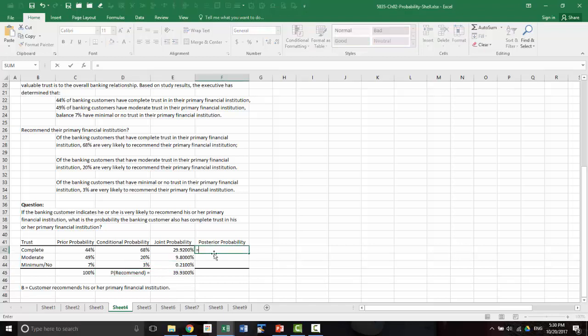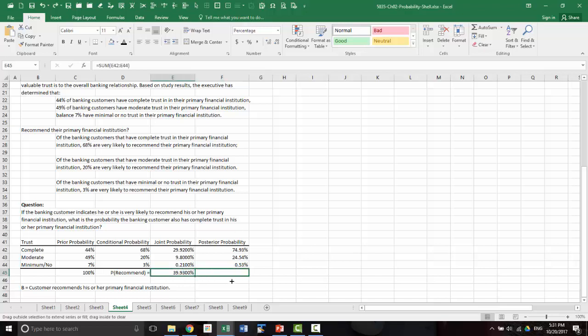Now the posterior probabilities will be that divided by that, and remember this has to be absolute referenced. So let's give 2 decimal places. Copy. Now let's put the border back. We want to make it appear nice and clean. Now if you sum these, it should equal 100%.